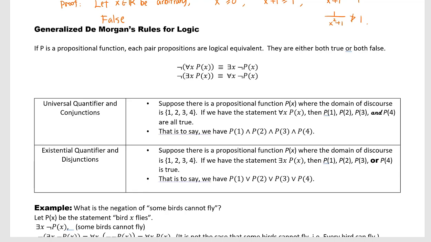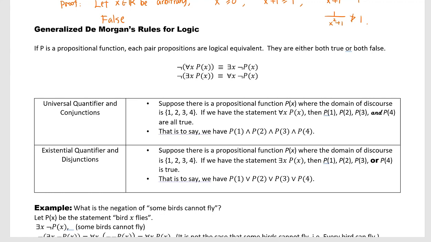Hi everyone, let's continue on session 1.5. Generalize De Morgan's rules for logic. If P is a propositional function, each pair of propositions are logical equivalents. So they are either both true or both false. Okay, so we have two pairs of propositions.